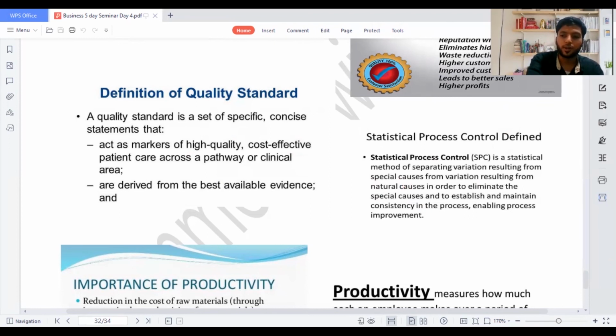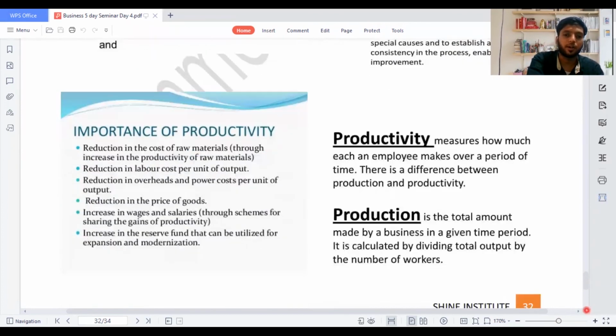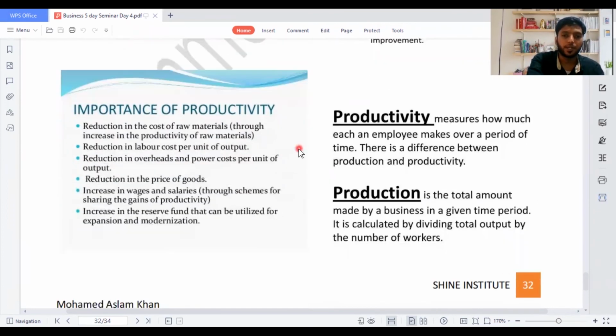Then we move on to the next part of the content, the last part if I'm not mistaken. Importance of productivity. Why is productivity important? What is productivity? You learned earlier, and I said I'd be teaching you again. It measures how much an employee makes over a period of time. The difference between production and productivity: production is the total amount made by a business in a given time period. It is calculated by dividing total output by the number of workers. Now, what's the difference between productivity and production?